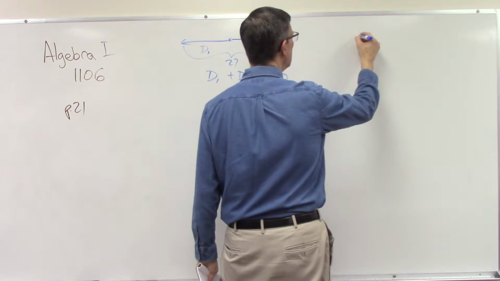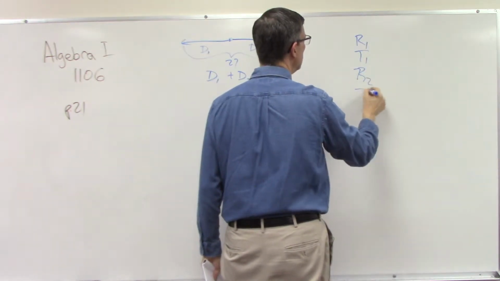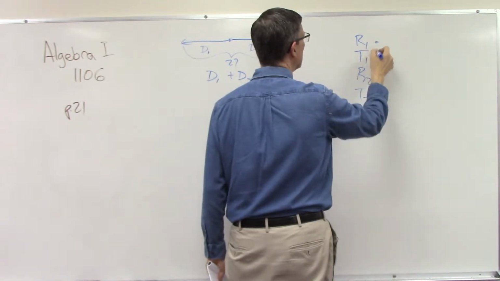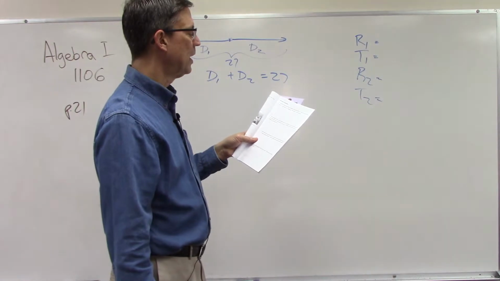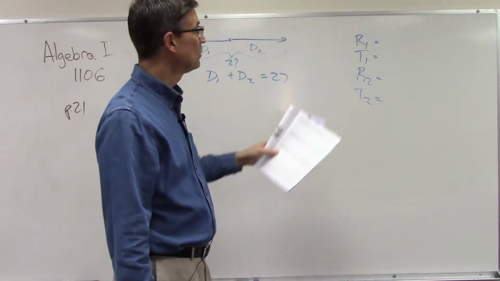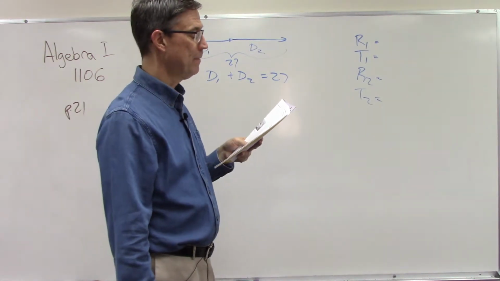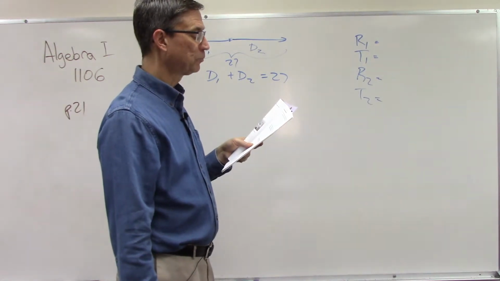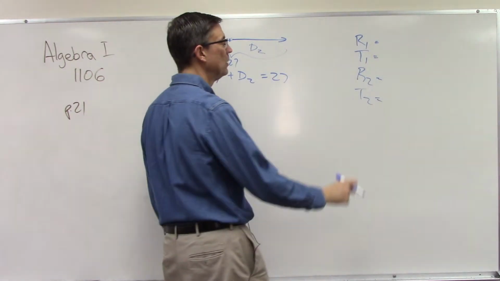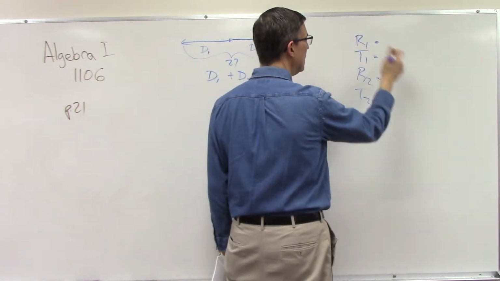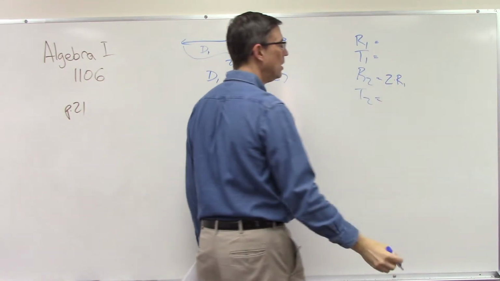So now we're going to do rate 1, time 1. Rate 2, time 2. Now in this problem, what do we know about the times? It says in 3 hours. So guess what? We can just plug in 3 for both of the t's. Okay? And we don't know the rate of the first one, but it tells us that the second one is twice the rate of the first one. So that means 2 times R1.